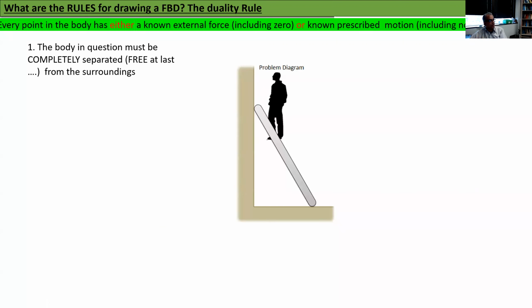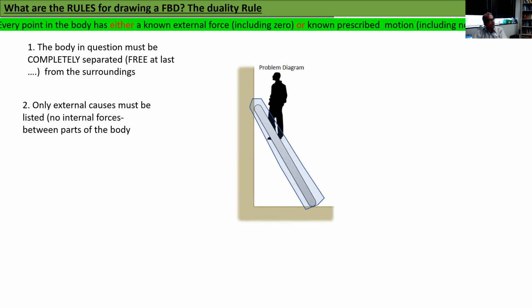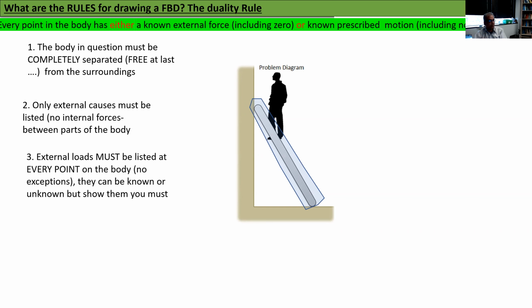So in order to draw a proper free body diagram, the body in question must be completely separated from the surroundings. So there's the box, and then only external causes must be listed. No internal forces between parts of the body. Only external causes must be listed. External loads must be listed at every point on the body. There are no exceptions. They can be known or unknown, but show them you must.